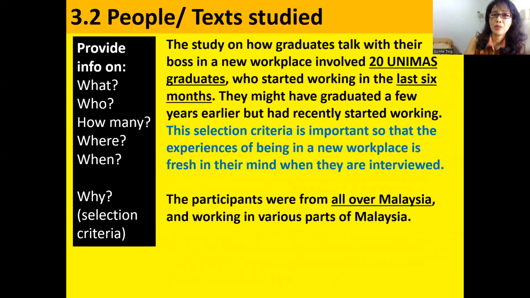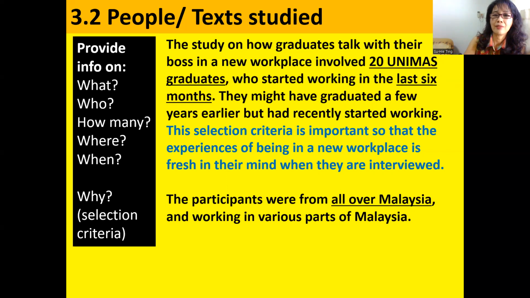Next, 3.2, you describe the people or text. You can call them participants or text. You answer the WH questions. Example, the study on how graduates talk with their boss in a new workplace involved 20 UNIMAS graduates who started working in the last 6 months. They might have graduated a few years earlier, but had recently started working.